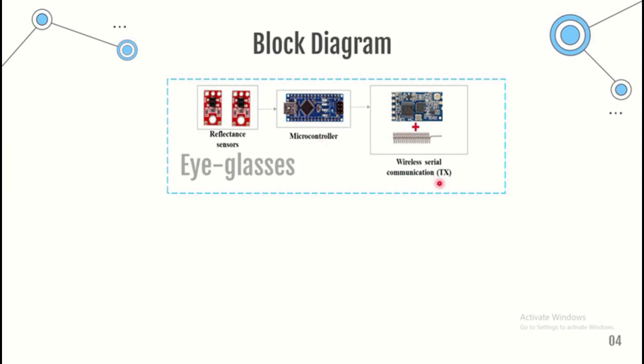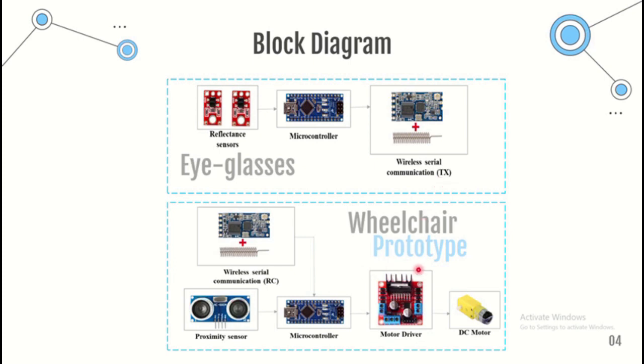Moving to the second subblock, which is placed in the wheelchair prototype, a proximity sensor of the ultrasonic type was used in order to ensure that the area around the wheelchair is free from obstacles. Once an obstacle is detected, it will reflect the ultrasound waves to the sensor. The signals that come from the ultrasonic sensor and the receiver communication module are both sent to the microcontroller, and both signals are used to control the wheelchair's movements.